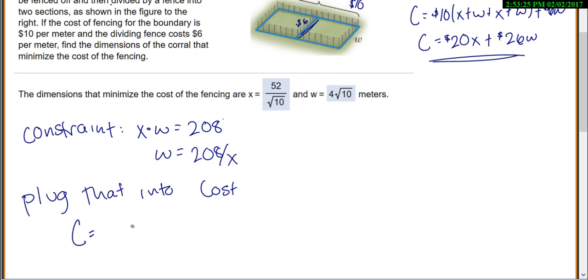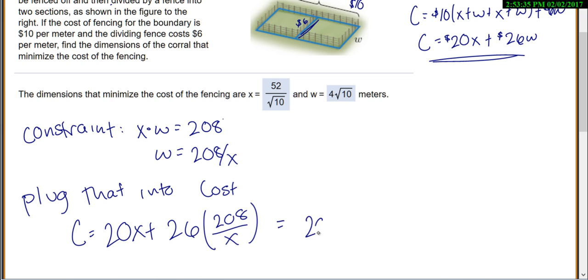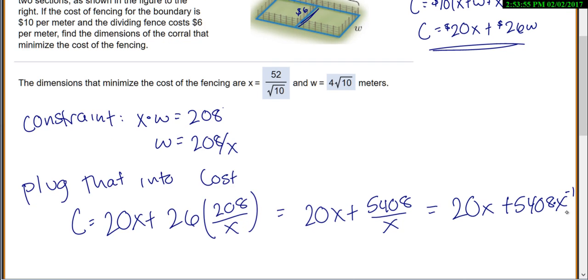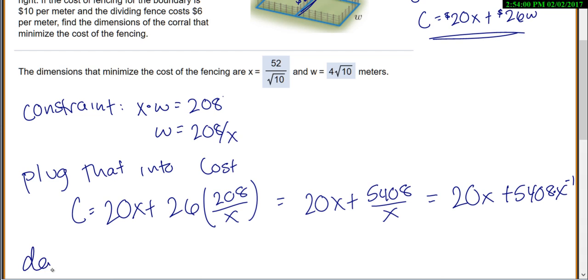So now my cost is equal to 20X plus 26, and instead of W I put 208 over X. So 20X plus 26 times 208 is 5,408 over X. Or if you prefer, just to make it easy to take the derivative, you could do 20X plus 5,408 times X to the power of -1. Having stuff written out in powers always makes it easier to do the derivative.